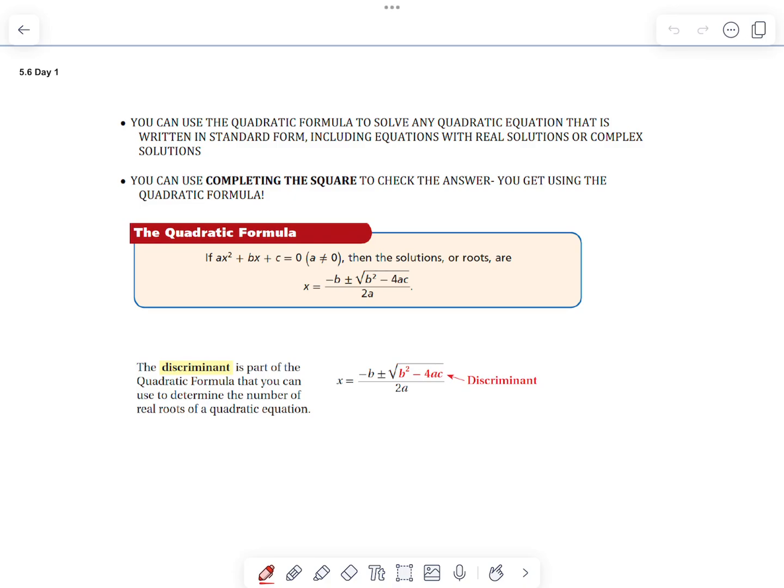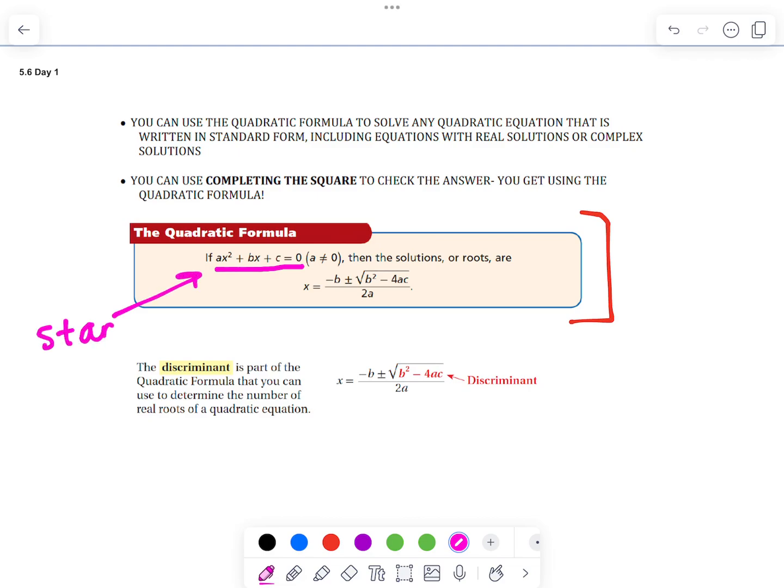So in this box right here is the quadratic formula. You do need to memorize this quadratic formula. You need to make sure that the equation is in standard form, so ax squared plus bx plus c equals 0. That's standard form. And then this is the formula: x equals negative b plus or minus the square root of b squared minus 4ac all over 2a.